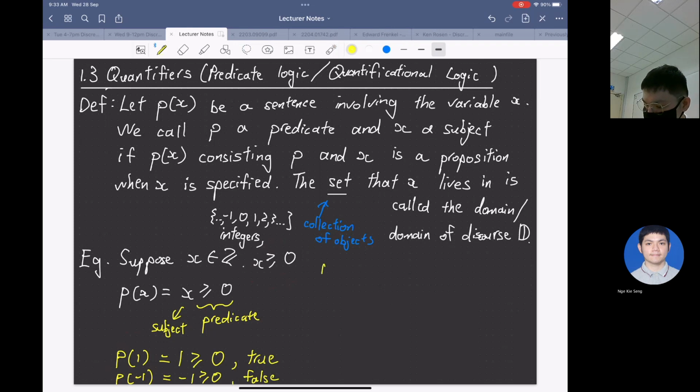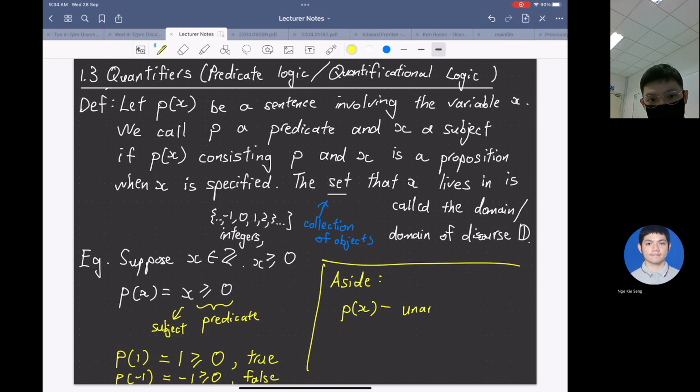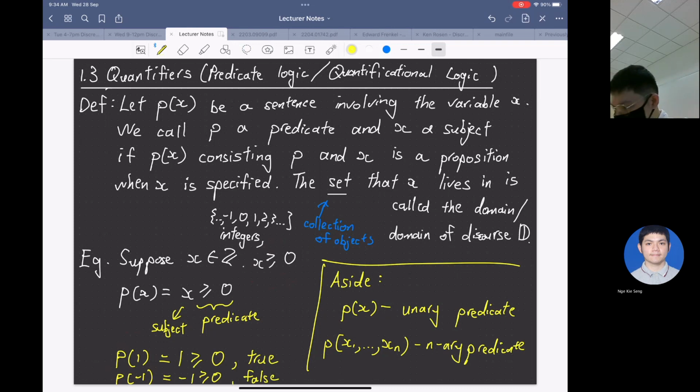We not only want to look at one variable. P(x) is usually called a unary predicate, so it's one variable. Sometimes we want to consider more, maybe up to n dimensions, x1 to xn, and this will be called an n-ary predicate.